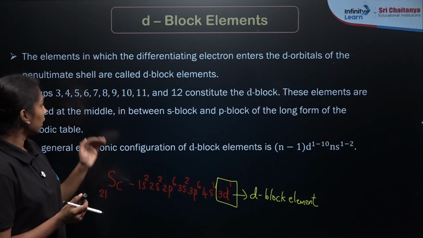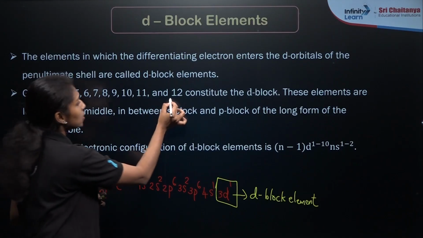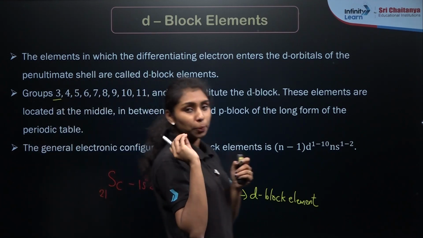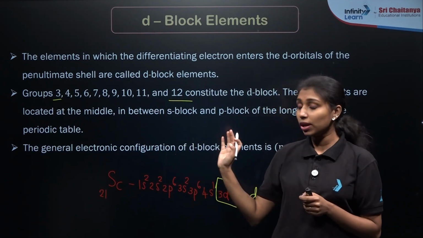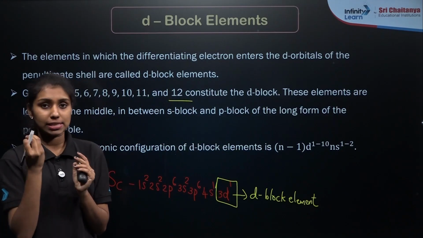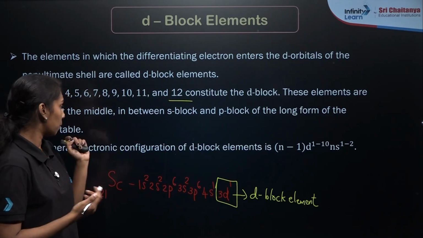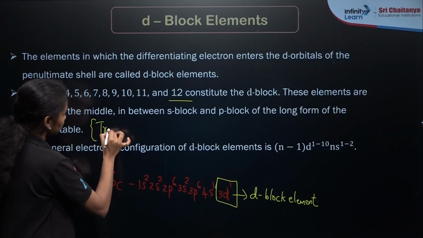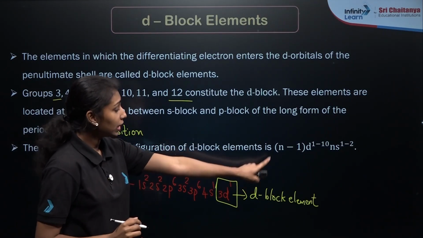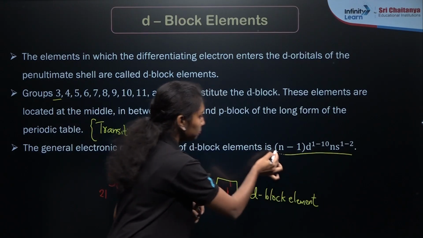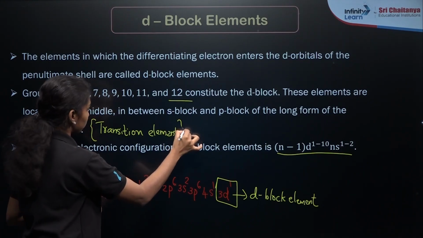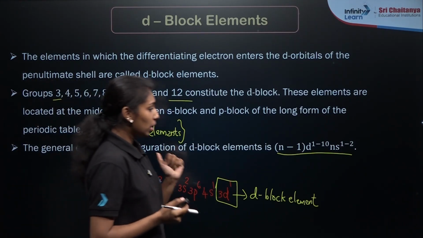Clear? Groups 3 to 12 constitute the d block elements, and these elements are present in between the s block and p block of the long form of the periodic table, so they are known as the transition elements. They have a transition in properties from the s block to the p block elements. The general electronic configuration will be (n-1)d1 to 10, ns1 to 2. Clear? This is about the d block elements.